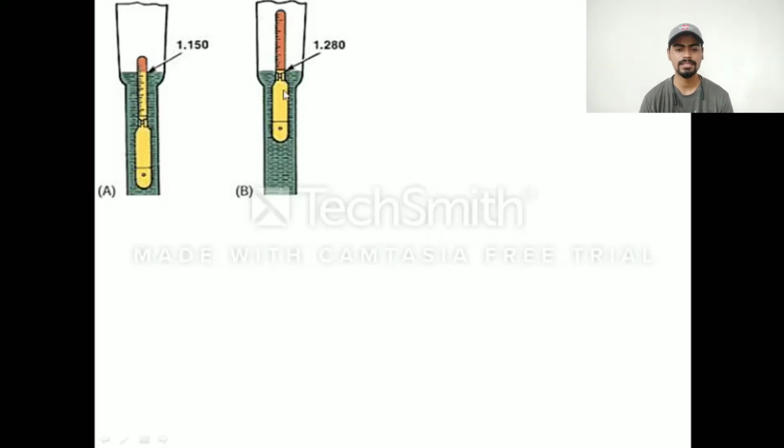Now look at case B. It is not sunk as much as in case A. It has sunk only about half of the hydrometer and it gives the value 1.280. So from this comparison we can say that case B has more density than case A. It means the molecules in the liquid of case A are not that densely packed. As a result, the hydrometer is able to sink more inside the liquid compared to the second case. This is how you can calculate the density of a liquid.